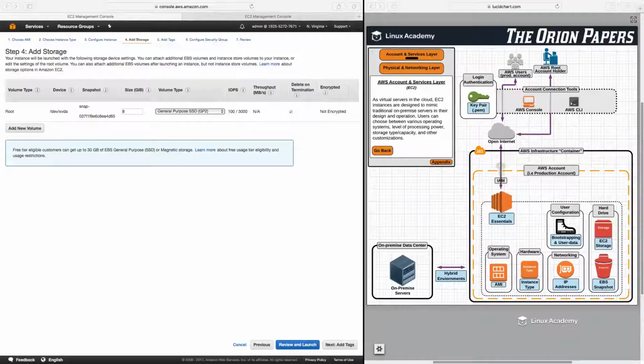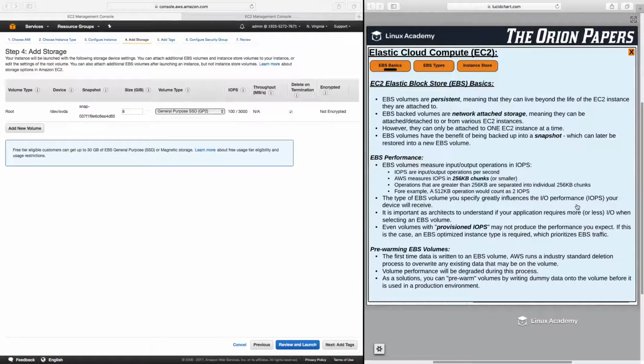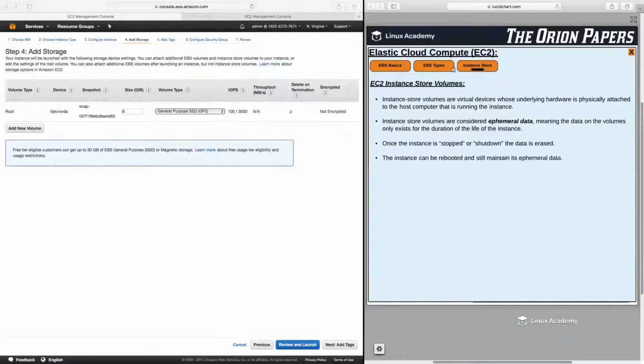Hello and welcome back. Well, we've completed steps 1, 2, and 3 of configuring our instance, and we have now moved into step 4 where we have to select and add storage for our EC2 instance. So over here in the Orion papers, let's click on EC2 storage, and now we're going to talk about the two types of storage that are available, and those are Elastic Block Store, otherwise known as EBS, and Instance Store.